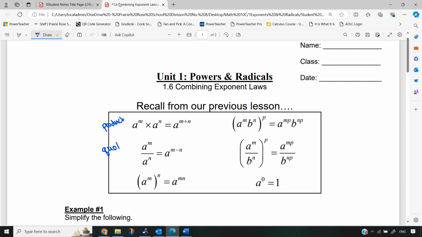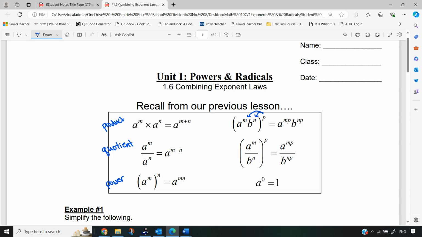The quotient rule says that if I'm dividing two powers with the same base, I can subtract my exponents. And the power rule says that if I'm raising a power to another power, I can multiply my exponents. The other three rules here are just extensions of those. So if I have a to the m times b to the n raised to the power of p, I can distribute that p through. So that becomes a to the mp times b to the np.